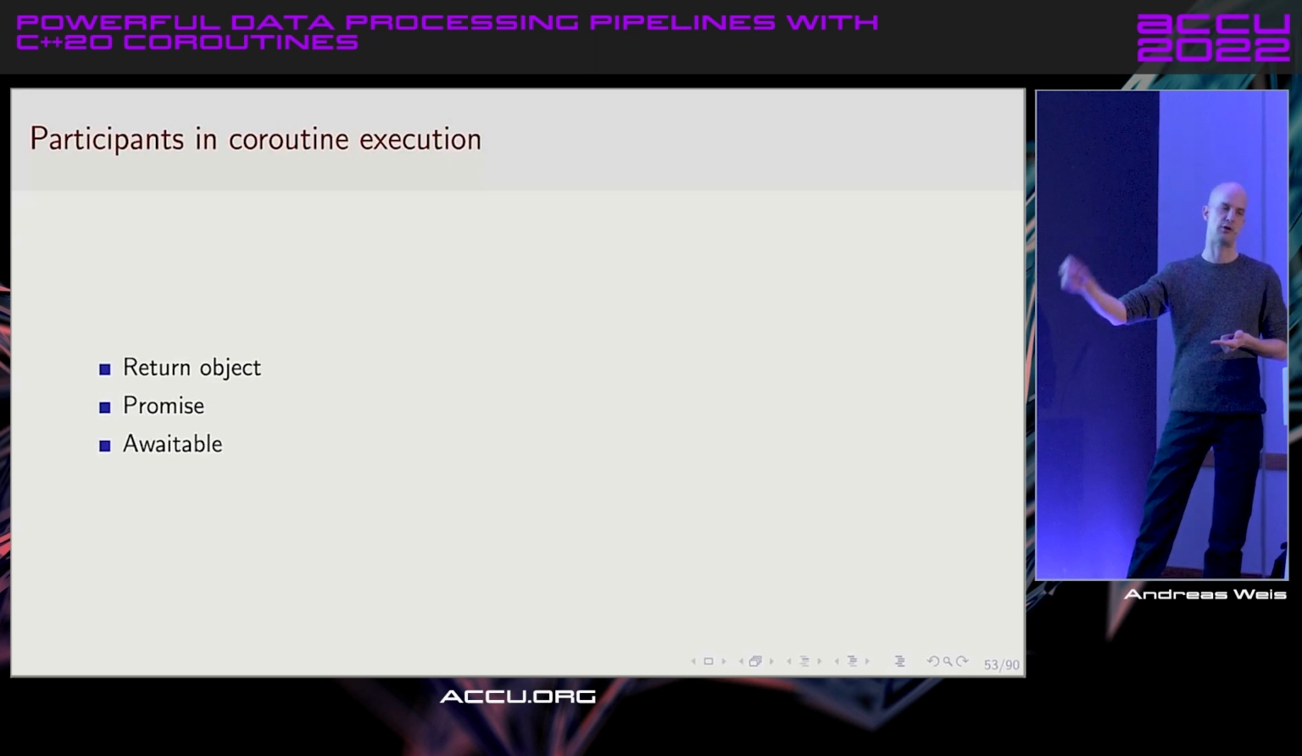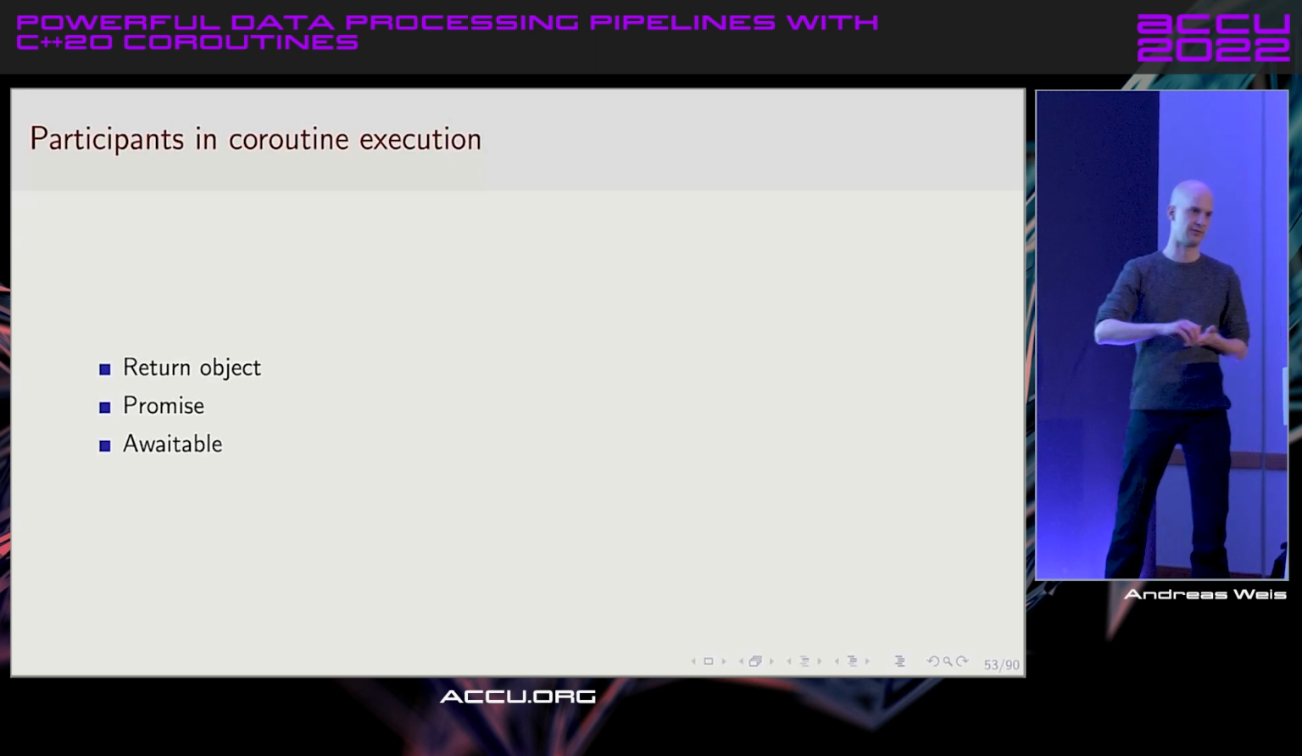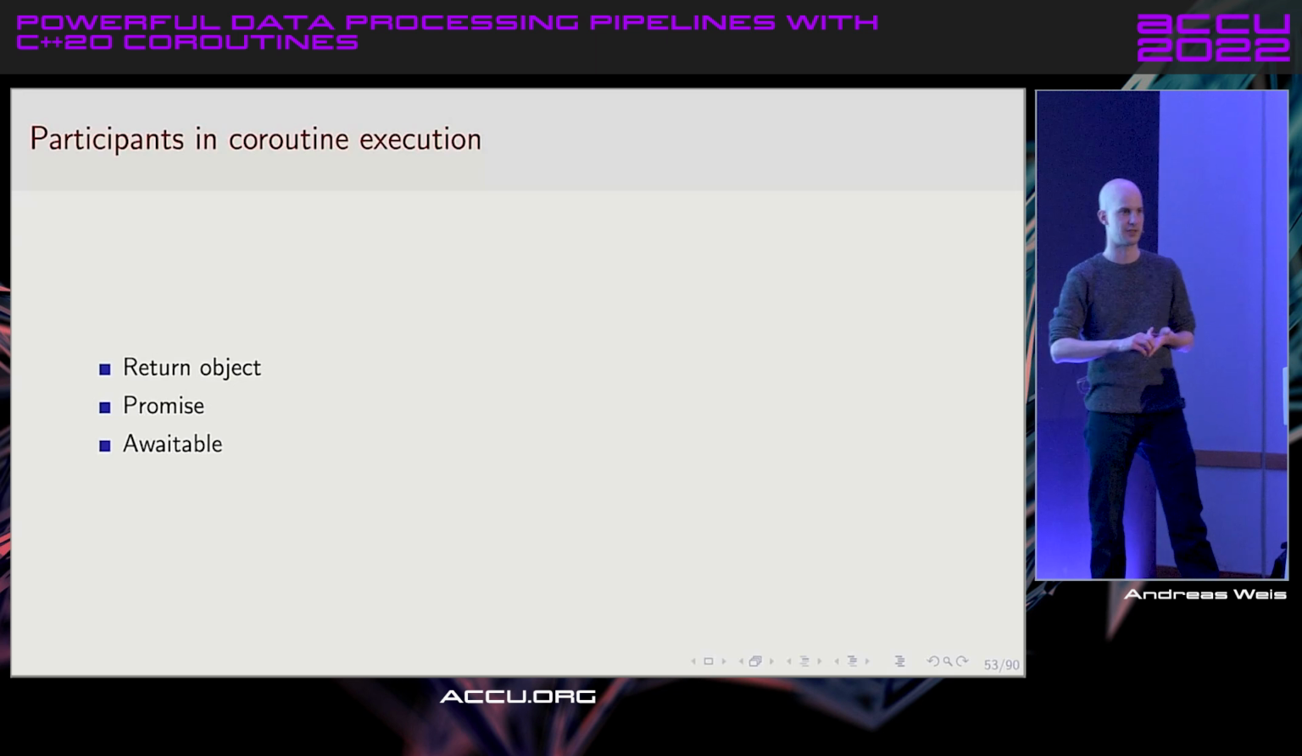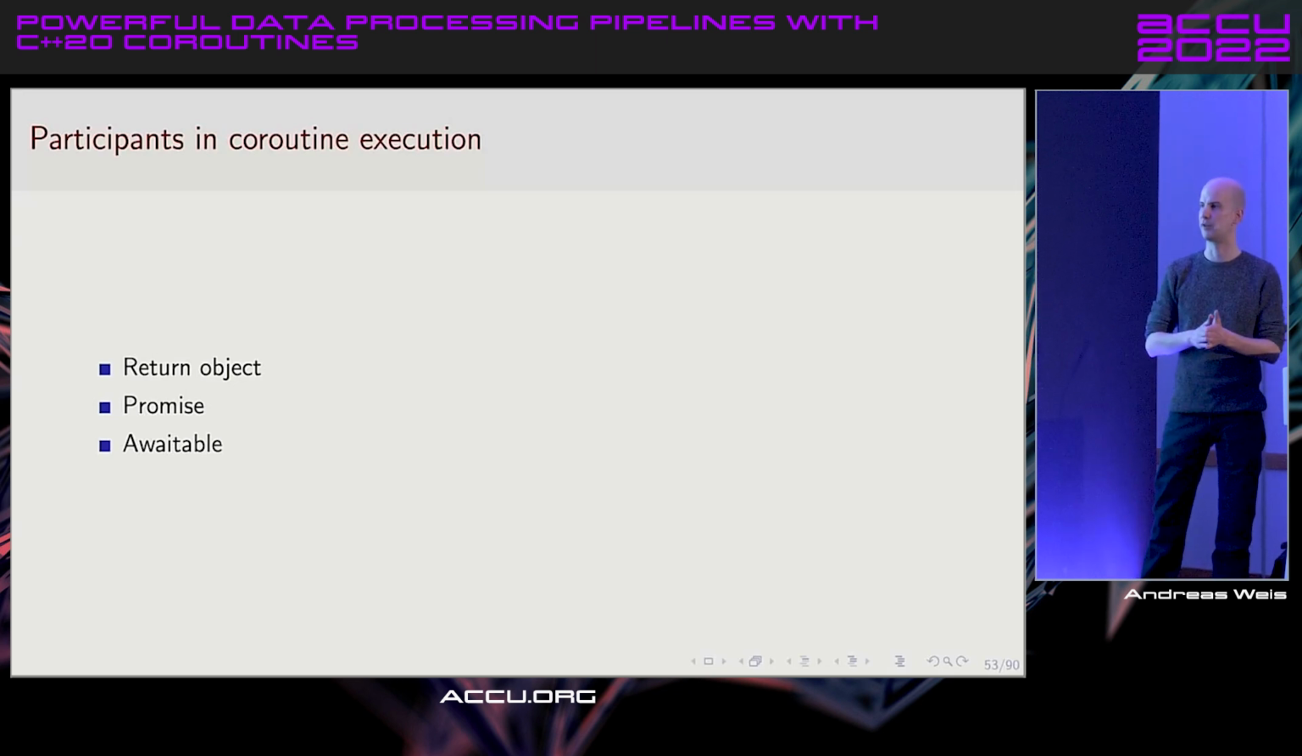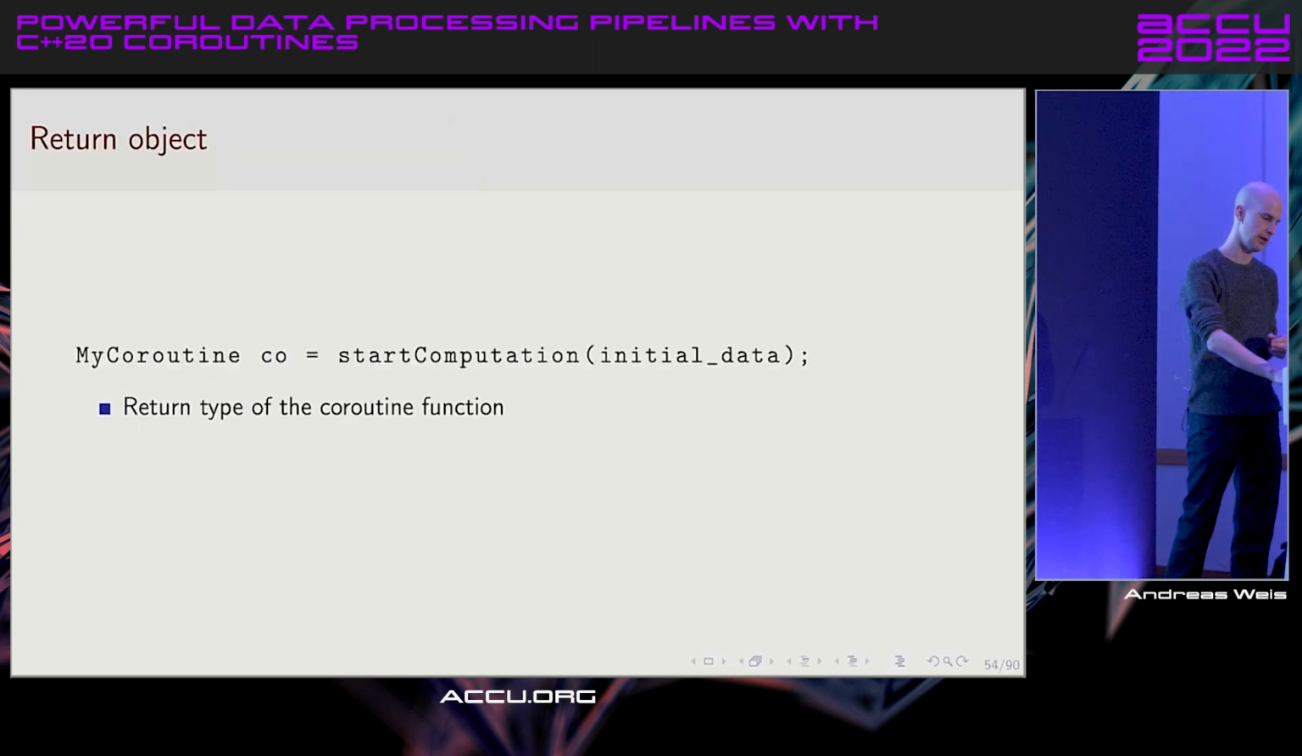This is a coroutine promise. This is not the std::promise from the std::future in the standard library, so please don't be confused by the name. And then what is called the awaitable. And we will look at each of those three in detail now.